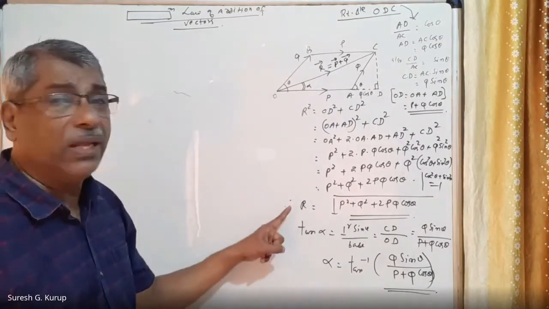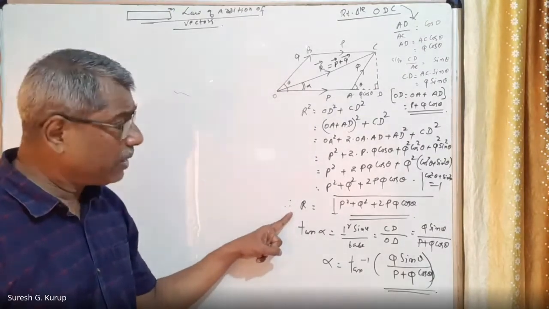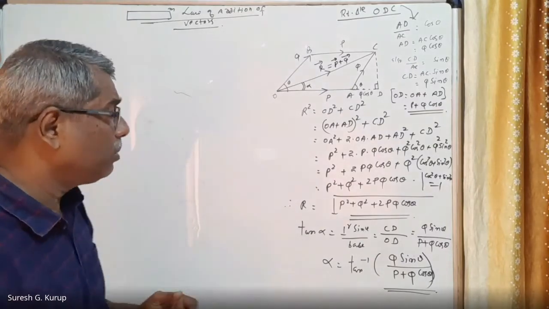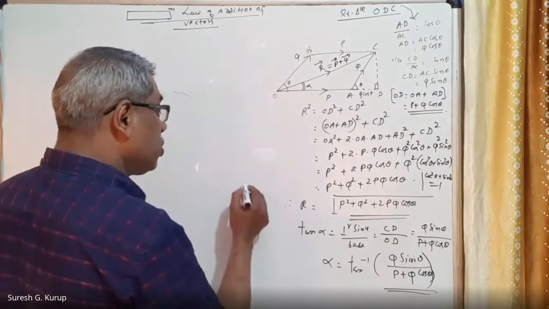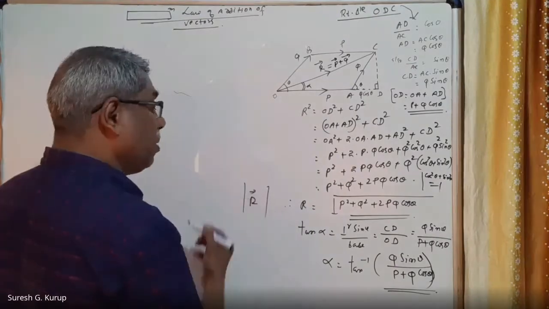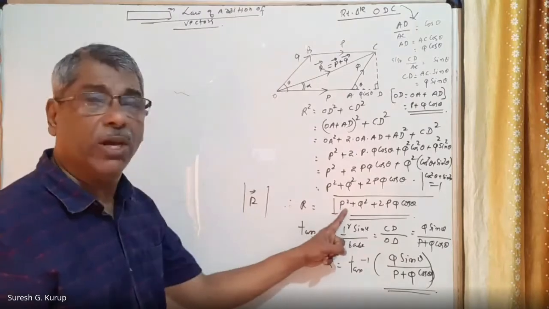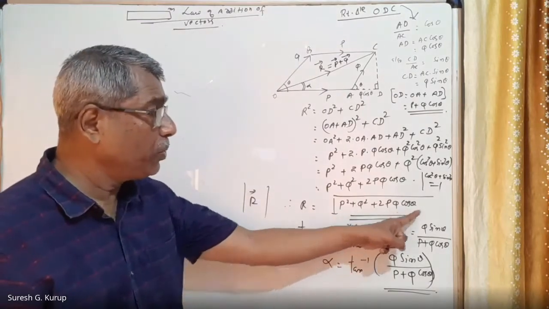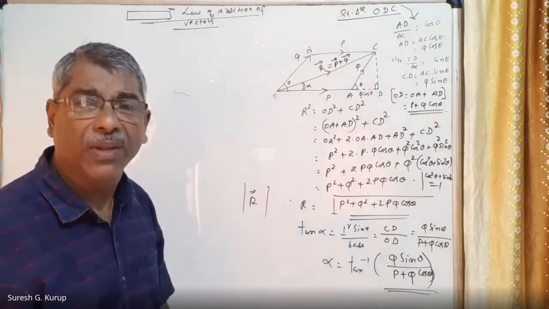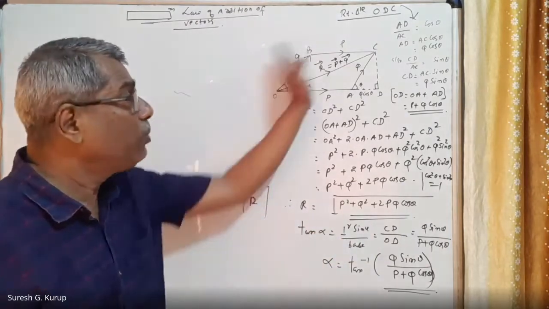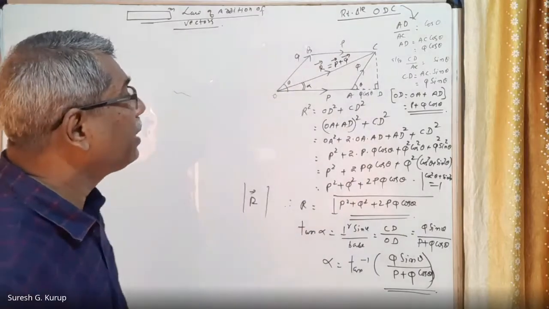Okay. Now the magnitude of the vector is also explained. Magnitude of the vector, that means modulus of vector R. Modulus of vector R is given by R is equal to the square root of P square plus Q square plus 2PQ cos theta. So this is the magnitude of the resultant that can be obtained from this diagram, right?